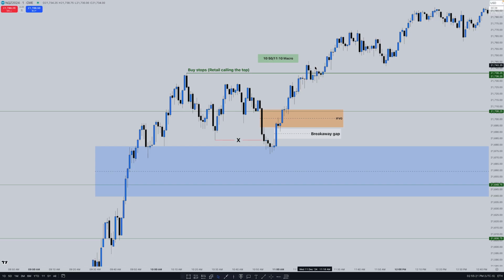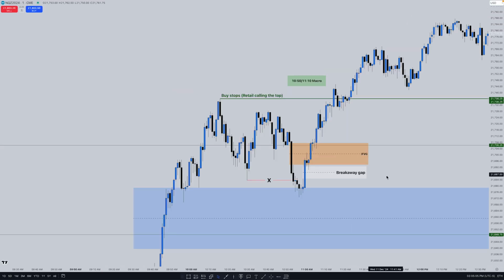So what I specifically look for in the macro windows, again, as a recap, is where's the untapped liquidity? That's up here. Does the market displace and start showing signatures that we want to see, right? Breakaway gaps, imbalances left open, run on stops, and then rejecting those stops, right? All things that I look for in high probability trades during the macro window.